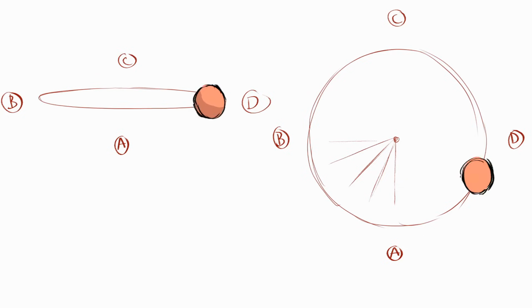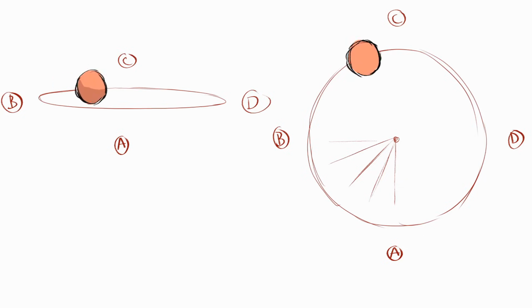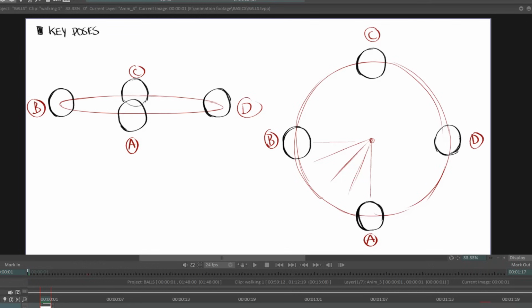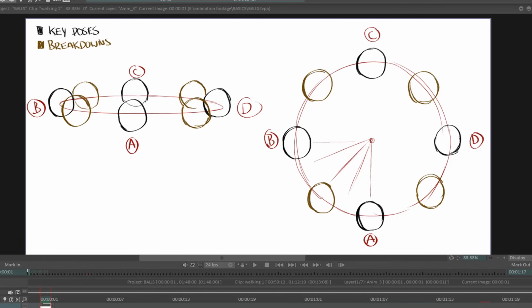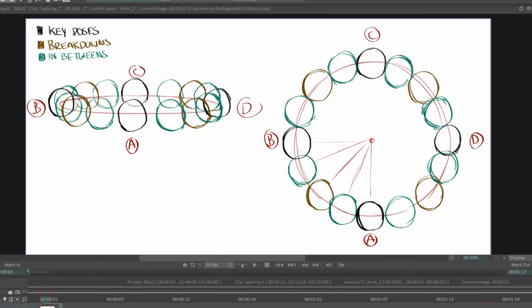For this one, we're going to animate it pose to pose, meaning that we're going to start with our 4 key poses, that being the A, B, C, and D poses you see labeled. Another 4 breakdown poses, which are halfway between each of those. And then finally, 8 in-between drawings, which are going to fill in all of the remaining gaps.